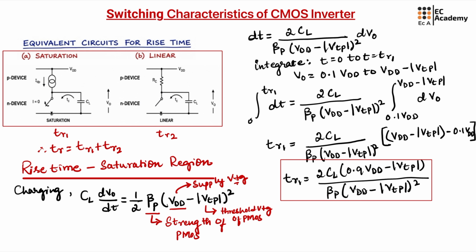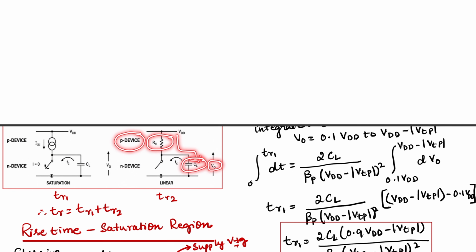Now let us understand the rise time for linear region. After the output reaches the value VDD minus absolute value of VTP, the PMOS will enter the linear region. Hence, the PMOS will be represented by a resistance. In linear region, the capacitor still continues to charge and output voltage continues to increase.